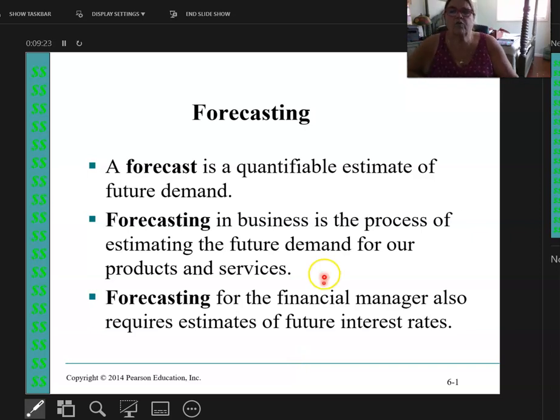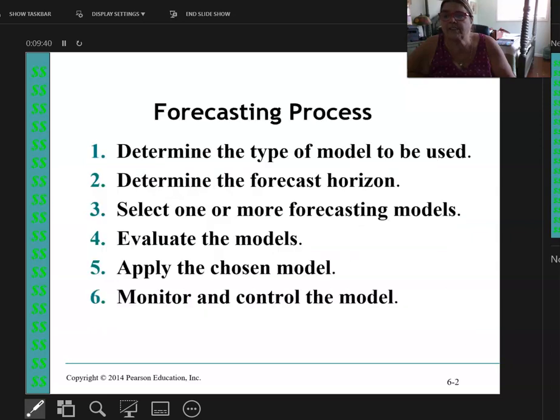Okay, so you can forecast for business. When you do business, you're talking about products and services. But when you're forecasting for a financial, it's all about what are the future interest rates. So the key is, what are you forecasting for? That's the important part. So there is a 6-step process to forecasting, and here are the 6 steps.